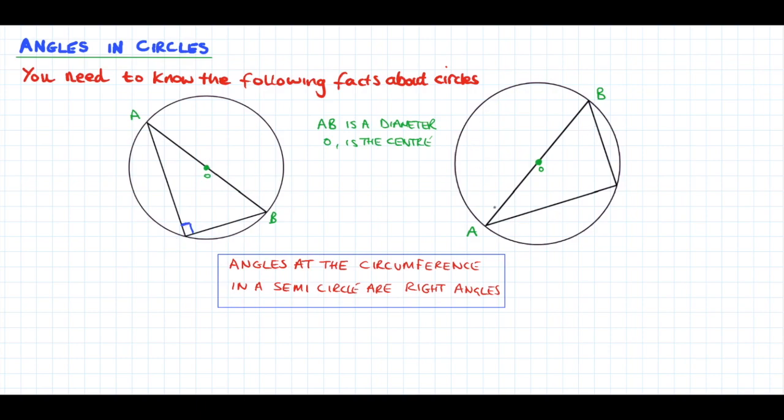You have to bring that fact to the question. Here we have another circle, and AB is a diameter. That means that we have a semicircle here, and no matter where you draw your angle to at the circumference, if it's a semicircle, a right angle is formed. So that is the first very important fact.